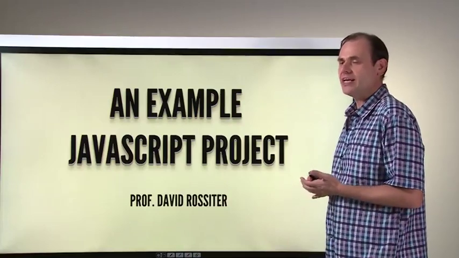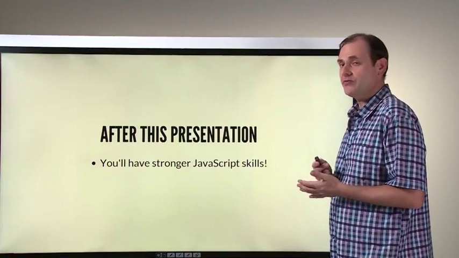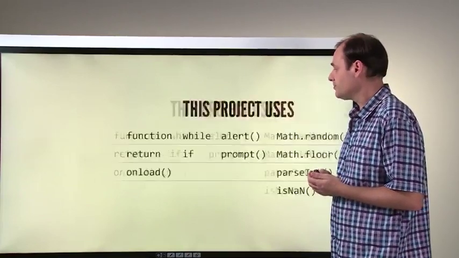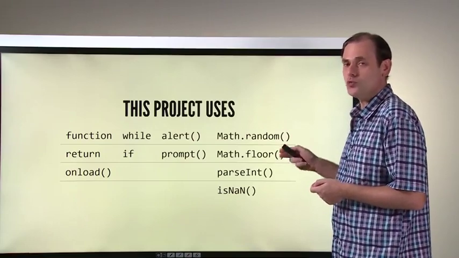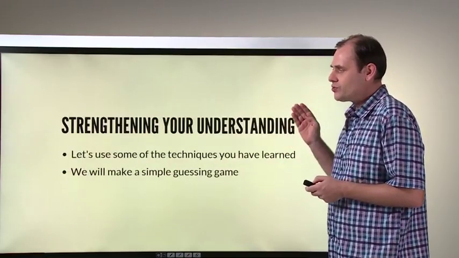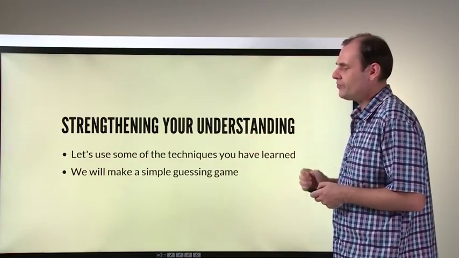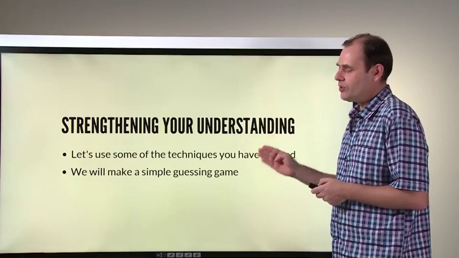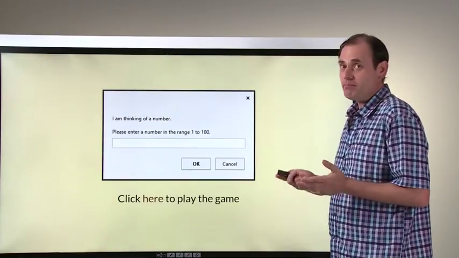Okay, let's have a look at an example project. After looking at this project, you should have stronger JavaScript skills. These are all the different functions and code which we're going to use in this project. And the basic idea is to put together a lot of the techniques and code that we've seen before. And to do that, we'll build a guessing game. So let's play the game.